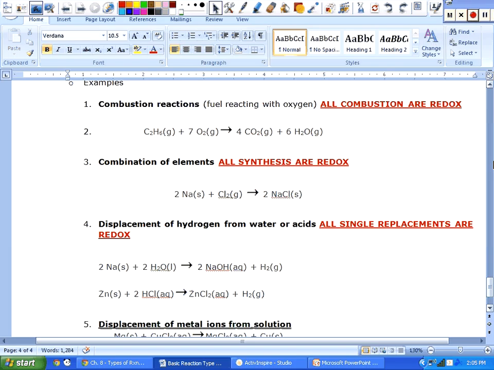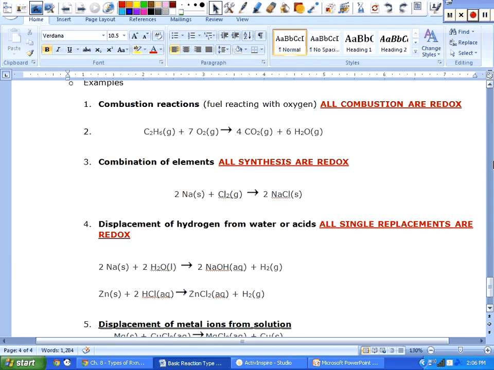All combustion reactions are redox. So here's the great part about this. You've already done this. You remember solving for oxidation numbers? Is it neutral or charged? Set it equal to zero. Oxygen is always -2. Fluorine's always -1. Hydrogen should be a +1. If it's by itself, it's a zero. So combustion reactions, fuel reacting with oxygen, are always redox.